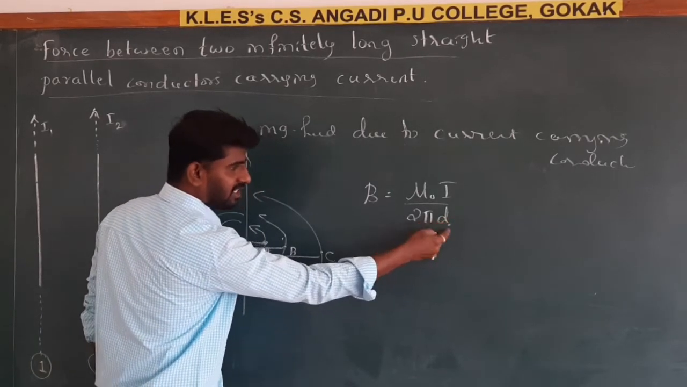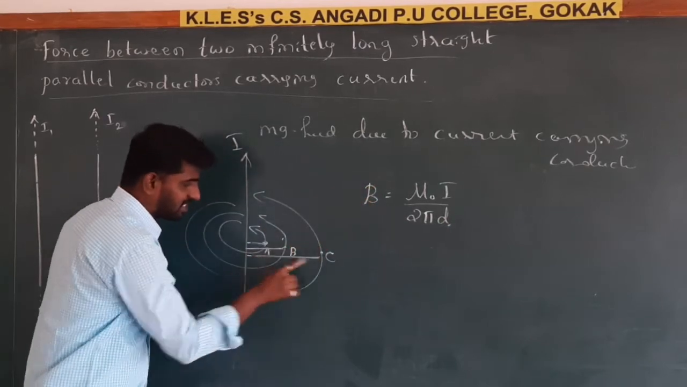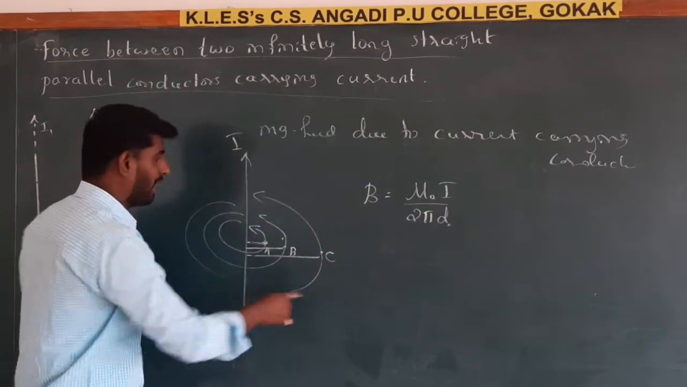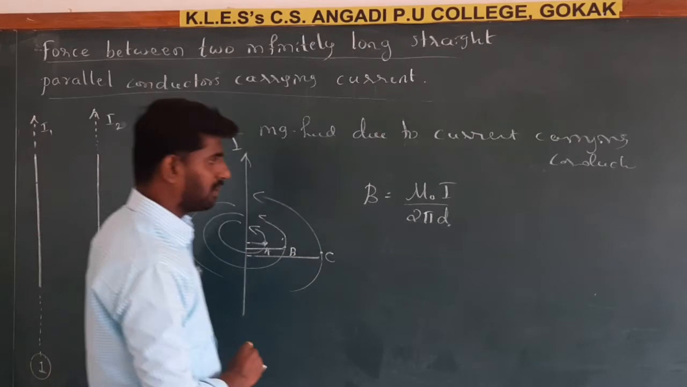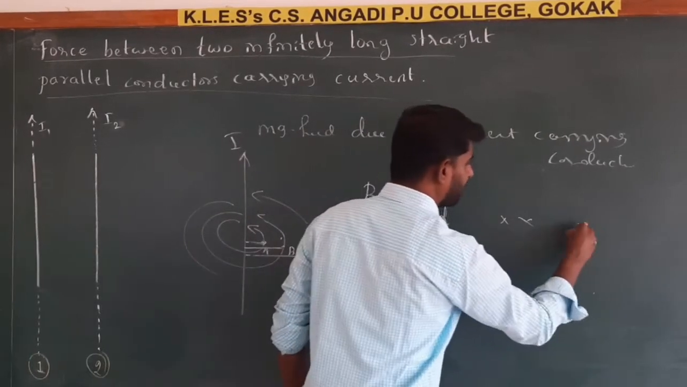As the distance increases, the field decreases. Okay, so this is one concept. And one more thing. So already there is a magnetic field.